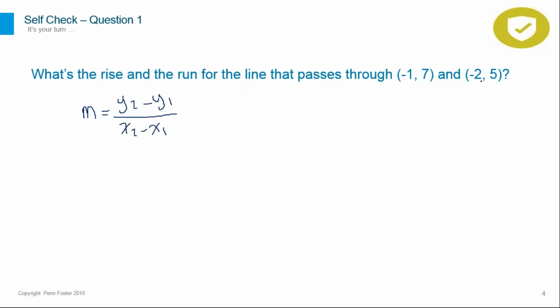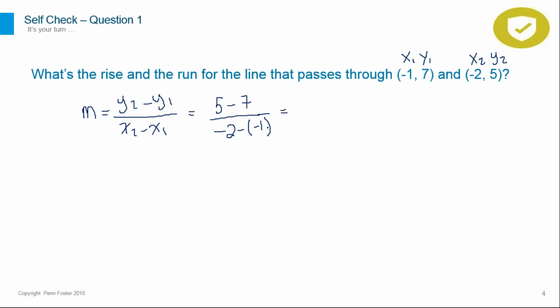We are given 2 points. Then the best thing to do is to label the coordinates before using them. x1, y1 for the first point, x2 and y2 for the second point. Simply plug in the numbers in the right positions on the formula. y2 in this case will be the 5 minus 7 divided by -2 minus -1.